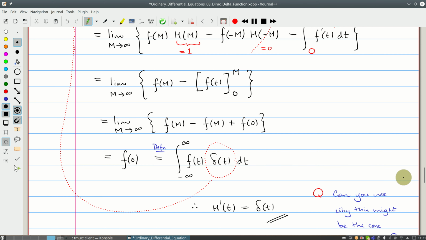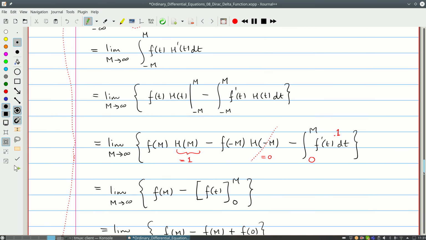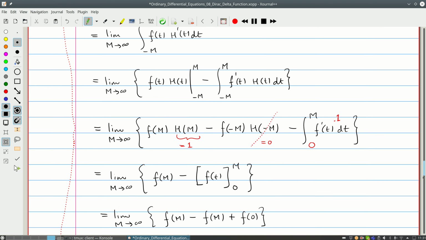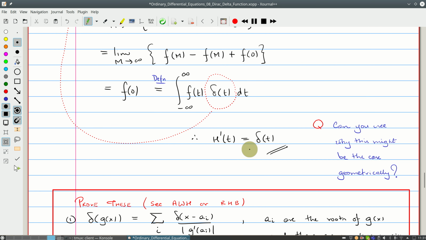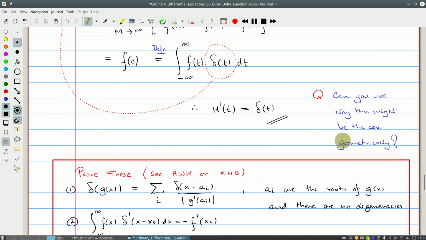And now you compare this integral with the first one we began with, and what you get is h prime of t is equal to delta of t. Nice. Okay, so that's the link between the Dirac delta and the Heaviside step function. And as I said, you could see this geometrically if you look at the Heaviside step function as a limiting case of a series of gradually steeper and steeper steps.